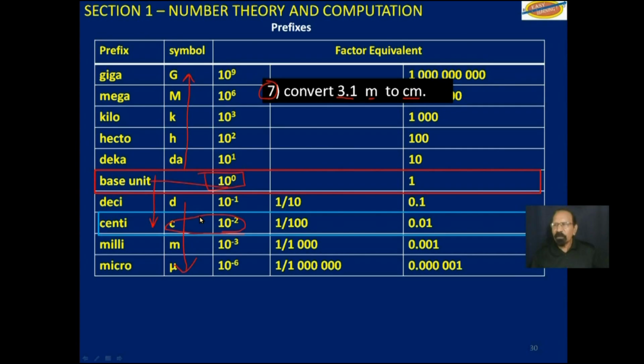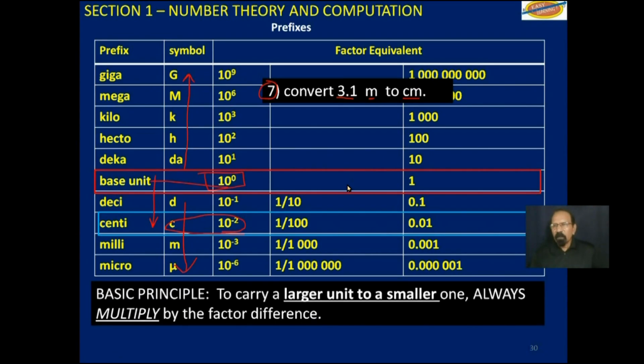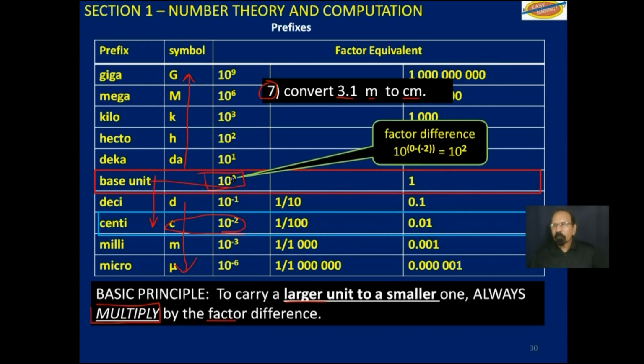Now, you don't have to use this table because most of you know that 100 centimeters make a meter, so you would just multiply by 100. However, let's learn the principle. To carry from a larger unit to a smaller unit, you will multiply by the factor difference. Let's now determine what is the factor difference, which would be this higher one here divided by this lower one here. And again, when you divide the indices, you actually subtract. So 0 minus -2, and you get 10 to the second. That's the 100 that we were talking about.